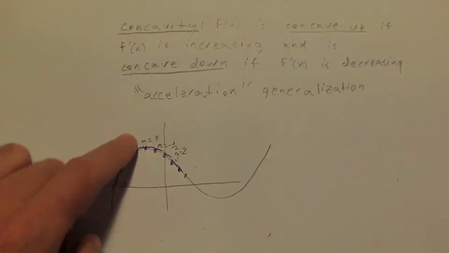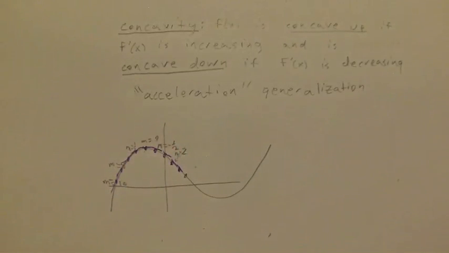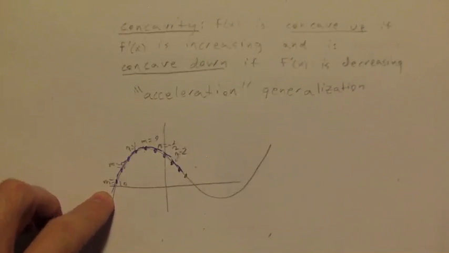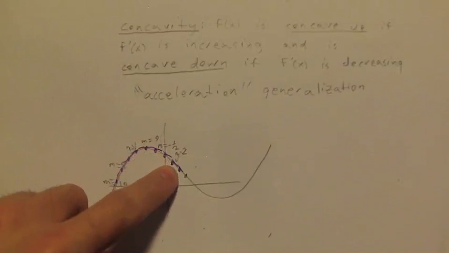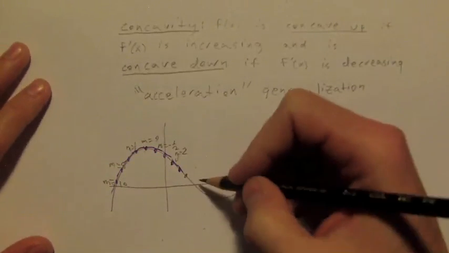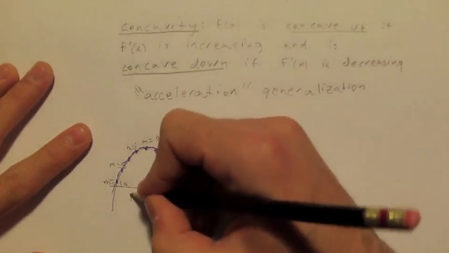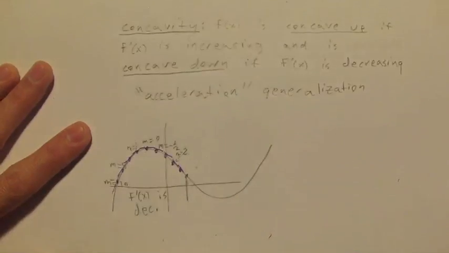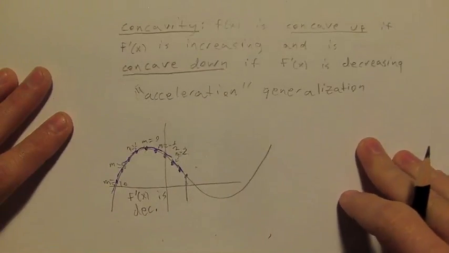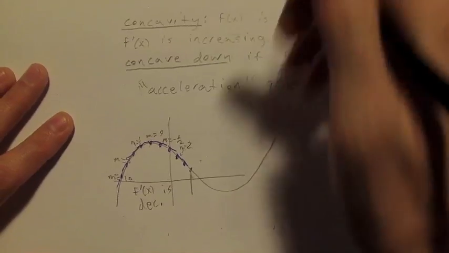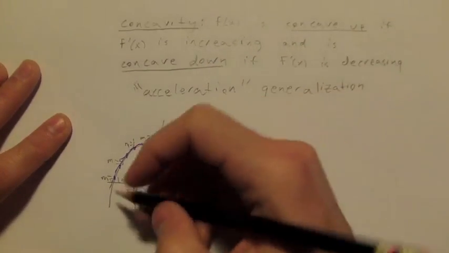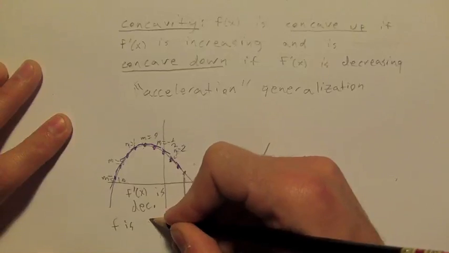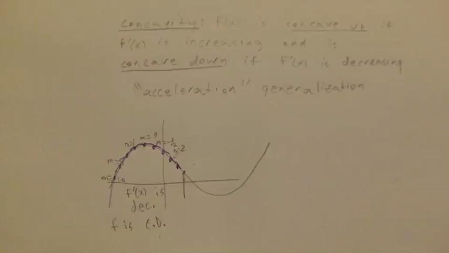So what are the slopes doing over time? That's the question. And they are decreasing. They start at something like 10 and they decrease down to 0 and keep decreasing down to negative whatever. So in this interval here, f prime of x is decreasing. Which means that from our definition, f is concave down.